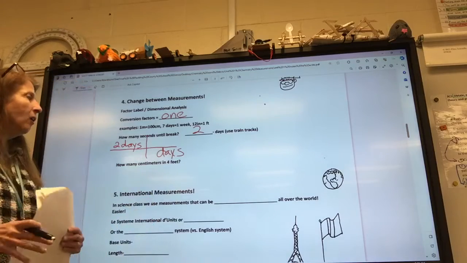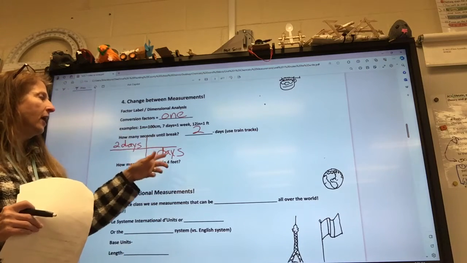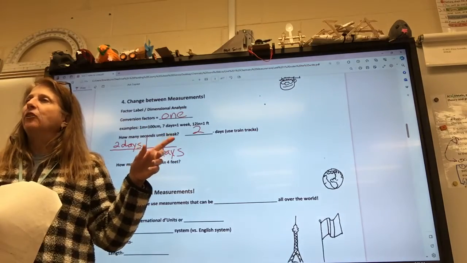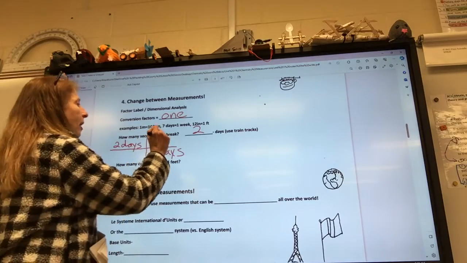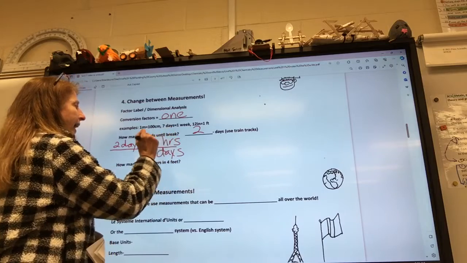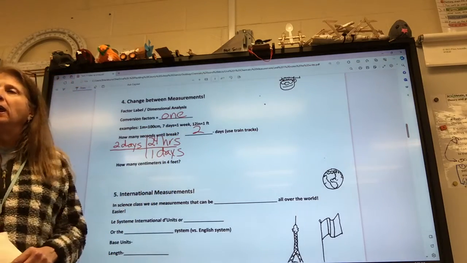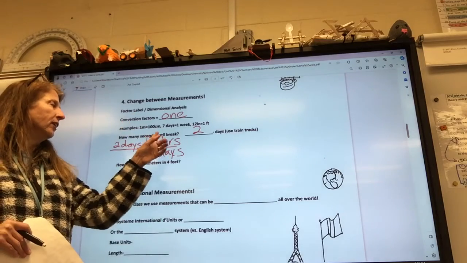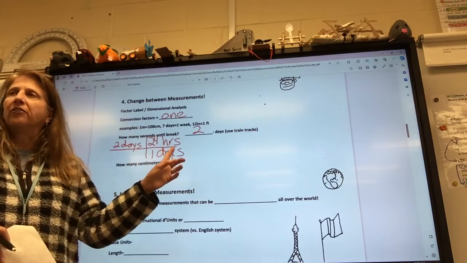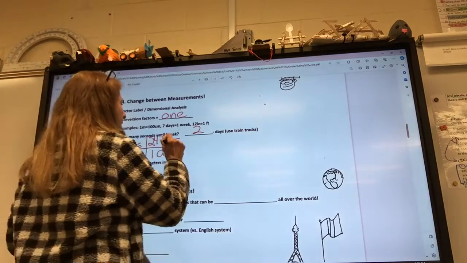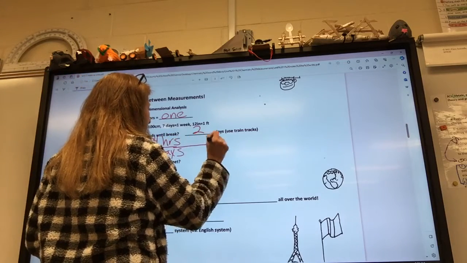Okay, now we think, is there something that I know how many seconds are in a day? I do not. But I do know how many hours are in a day, and 24 hours is the same thing as 1 day. So this equals 1 because the numerator and denominator are the same. If I multiply this by 1, I have not changed the value. I keep my train tracks going.